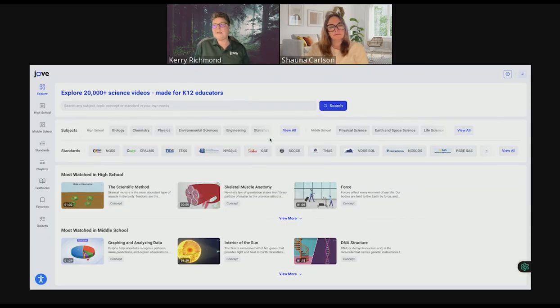You can explore by your subject area, whether it be high school or middle school. We do have middle school as well. You can explore by your standard. We do have many, many, many standards alignments. So you can see NGSS here. You can see Florida, Texas, New York, Georgia, South Carolina, Tennessee, Virginia, North Carolina. I believe that's Pennsylvania. So we've got a lot of standards alignments done already.